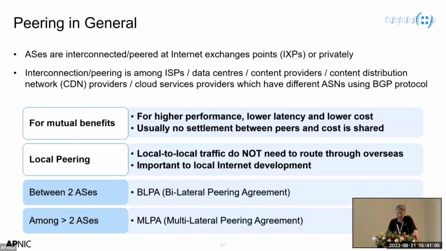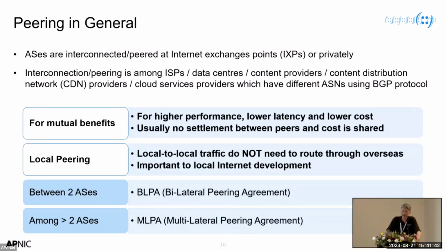So people would have a direct connection through maybe a direct circuit, or they may do the peering over the IX, internet exchanges. And interconnection can happen with any of the networks: ISPs, data centers, content providers like cloud providers, etc. Even universities, individual universities, can be very independent networks. And this is for mutual benefit, and especially for high performance, lower latency, lower cost.